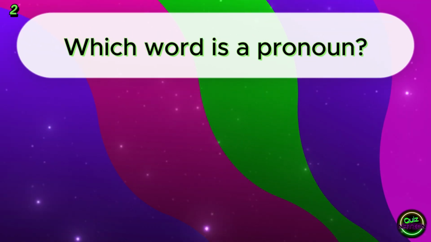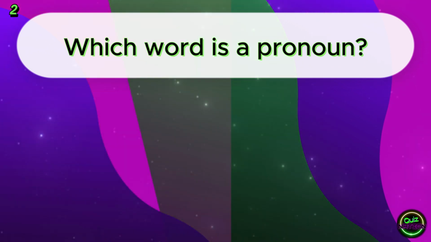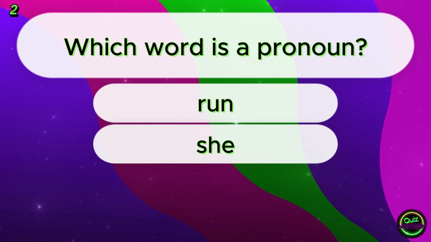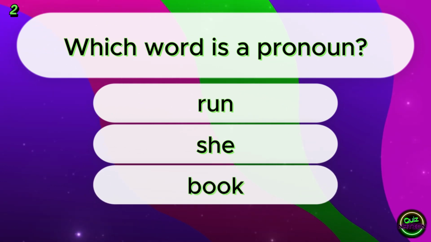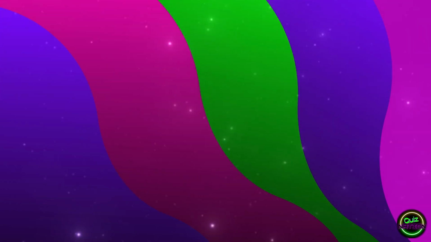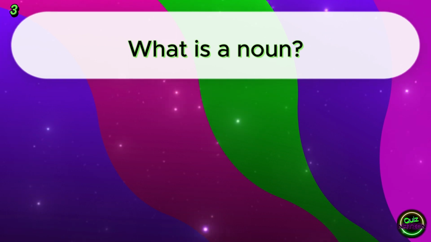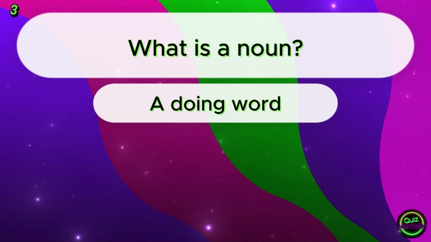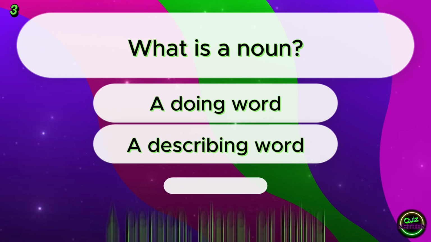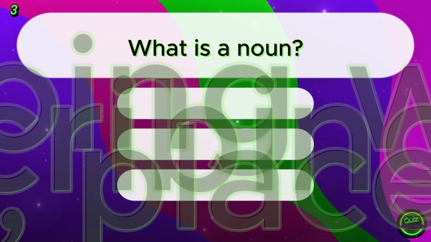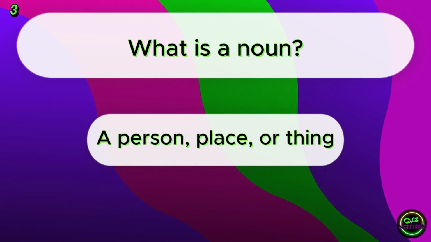Which word is a pronoun? Run. She. Book. She. What is a noun? A doing word, a describing word, a person, place, or thing. A person, place, or thing.